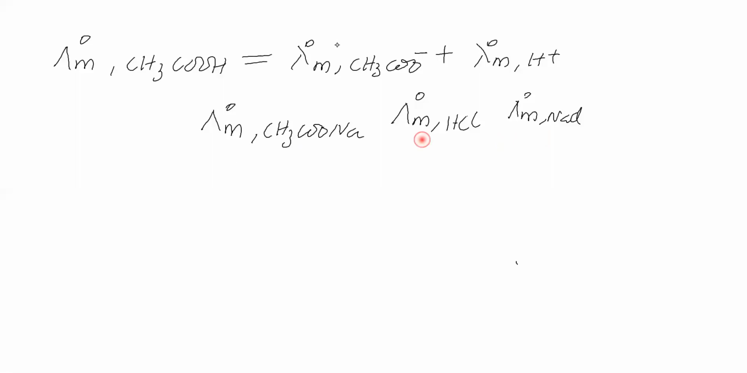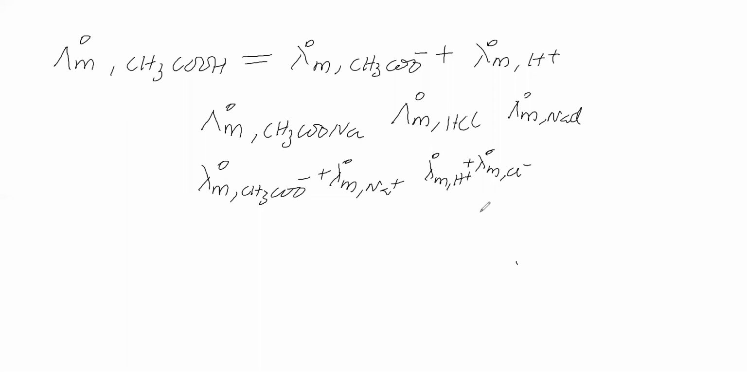For these, we can get the values from the respective graph by extrapolation. Acetic acid is a weak electrolyte; this value we cannot get from the graph by extrapolation. Now we have taken these three, and we can write them another way. Sodium acetate we will write as lambda m naught of acetate plus lambda m naught of Na plus. HCl we can write as lambda m naught of H plus plus lambda m naught of Cl minus. NaCl we can write as lambda m naught of Na plus plus lambda m naught of Cl minus.